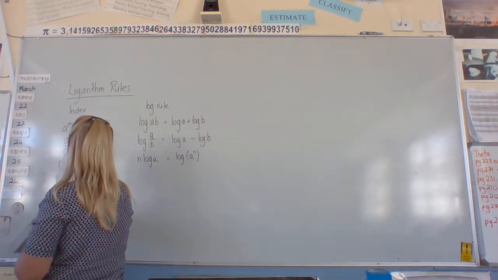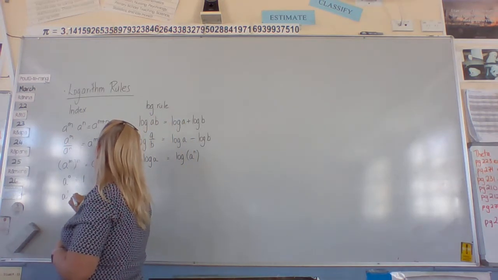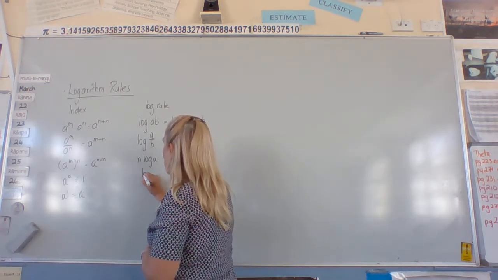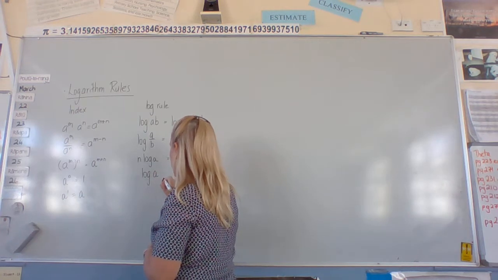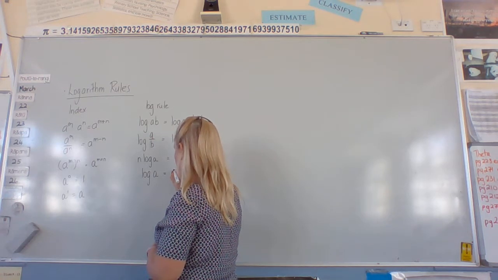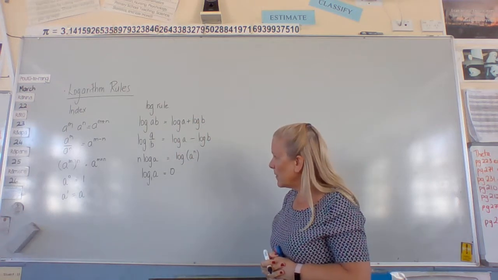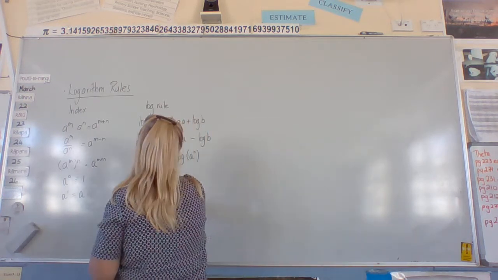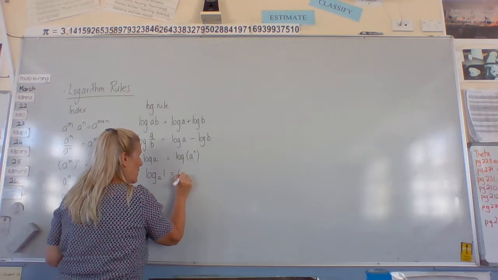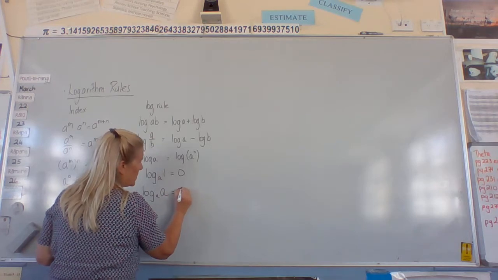We also have those other two, a to the 0 equals 1. Good. Much better than last time. And they relate also to logs in that log of 1 equals 0. Log, try again. Log of base A of 1 equals 0, and log of base A of A equals 1.